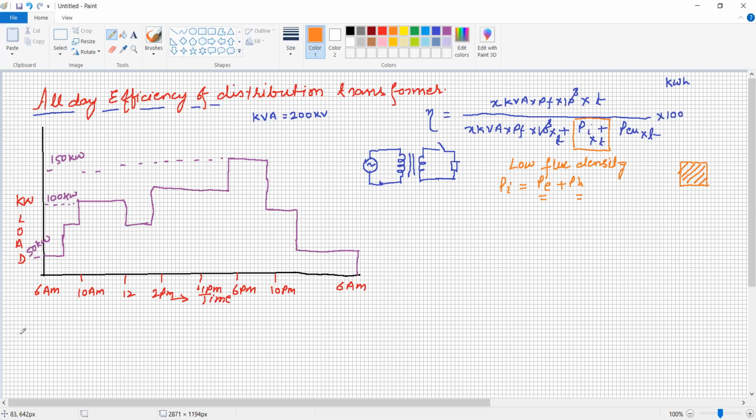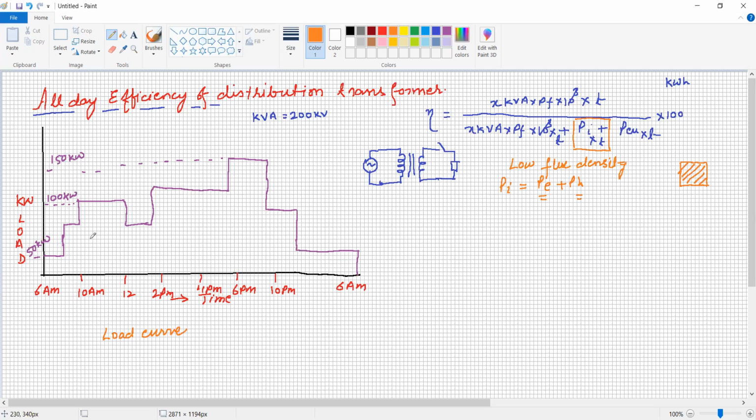Okay, so this curve is called a load curve. It represents the variation of load with respect to time. Now this axis is in kilowatt and this is in time.